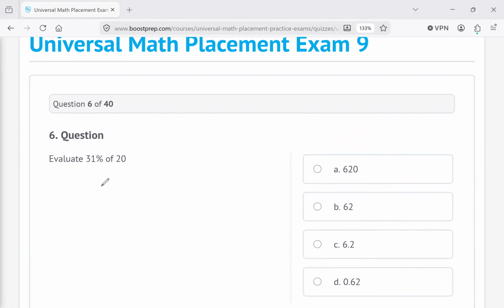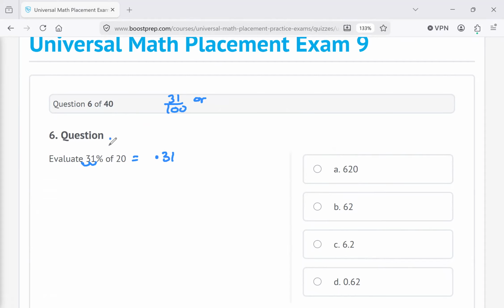Question six, evaluate 31% of 20. So I can rewrite 31% as a decimal. You can write it as 31 over 100, or you can also write it as a decimal by moving it two places to the left. That's what I'm going to do. It's much easier. Move it two places to the left, so that's going to be 0.31.